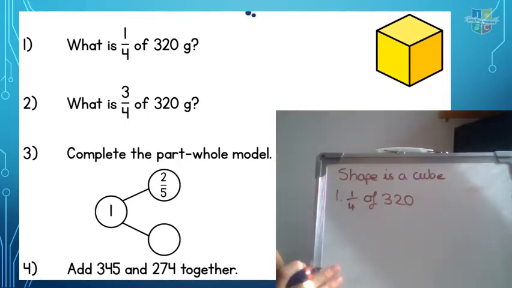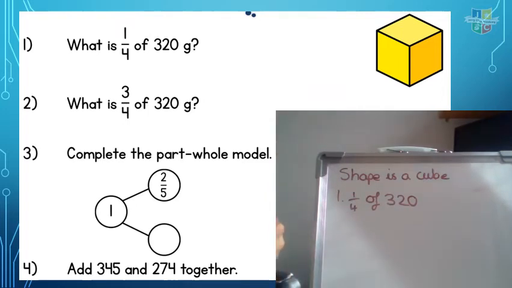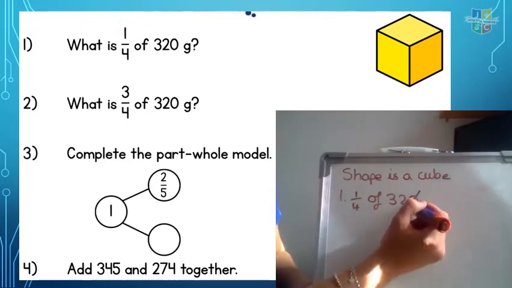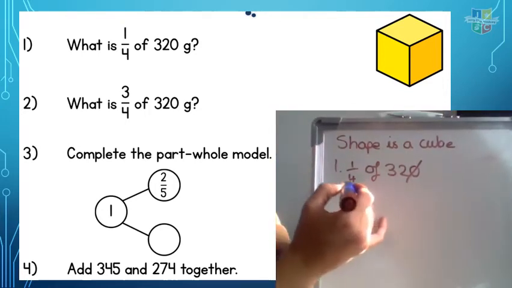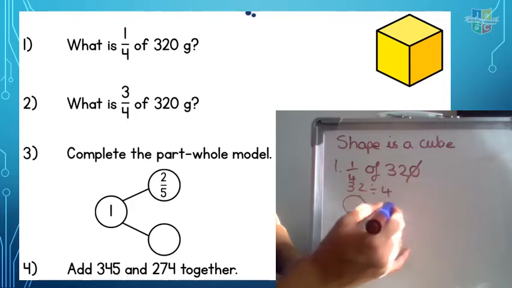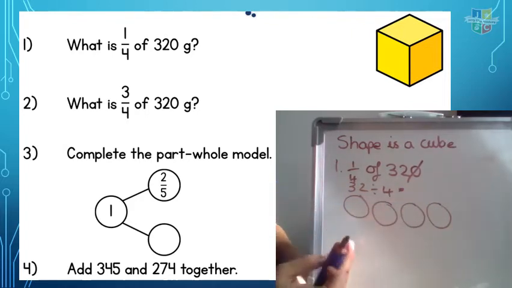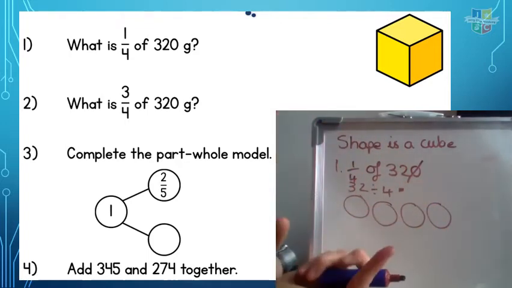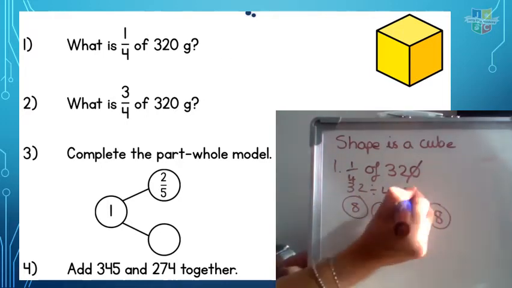So you should have worked out that the shape at the top is a cube because it has squares that all have the same sides and it's a 3D shape. Then when you're doing a quarter of 320, well first of all let's take off my 0 and let's find a quarter of 32. So if I do 32 divided by 4, or if I count up in my 4s to get to 32, 4, 8, 12, 16, 20, 24, 28, 32, I know each part is going to be worth 8, so I'm going to put that in there.